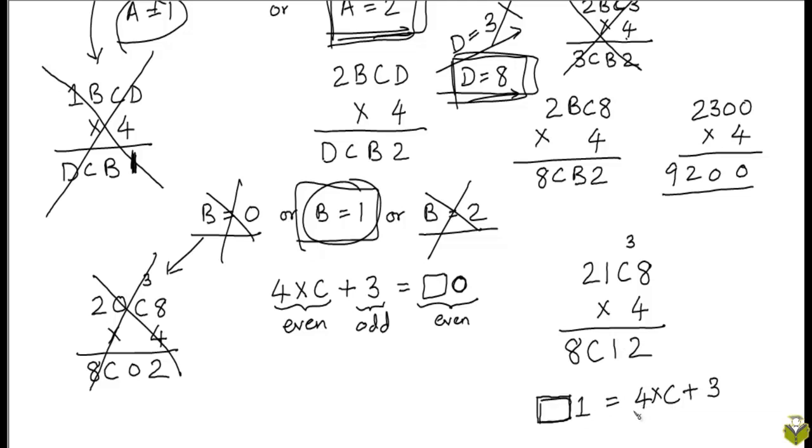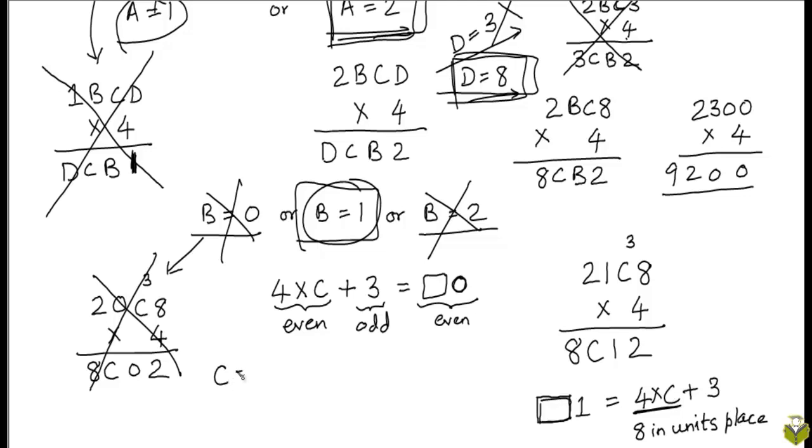This means that 4 times c must be a number that has an 8 in the units place, because if it had an 8 in the units place, then when we add a 3 to it, we would get a 1 in the units place. So which multiple of 4 in the multiplication table has an 8 in the units place? Well, 4 times 7 is 28. So let's try putting c equal to 7. Well, there's also 2. 4 times 2 is 8.